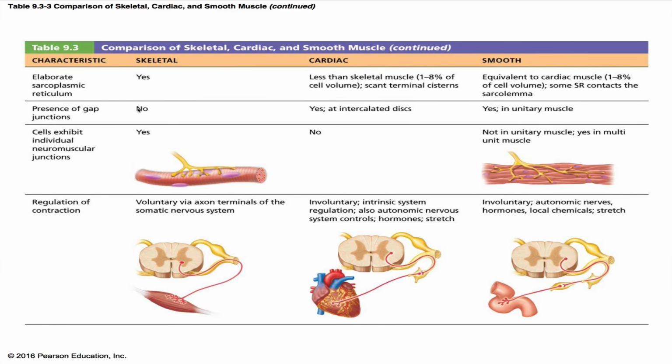Presence of gap junctions: absolutely not in skeletal muscle, and you will have them in cardiac muscle. And we find them at these intercalated discs.